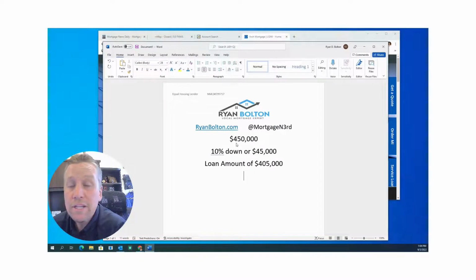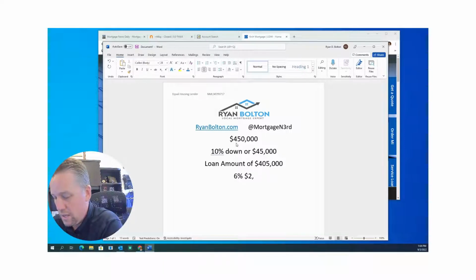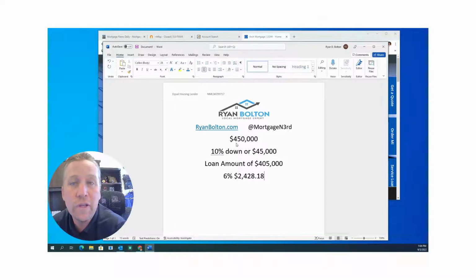Okay. Now I'm going to use a 6% interest rate. That doesn't mean that's what rates are today, of course. They can change daily, and it depends on credit, a lot of different factors that determine an interest rate. So this isn't the actual rate of the day, but I just want to at least show you how the numbers pencil out. So if we do a 30-year fixed rate mortgage at 6%, I wrote down the payment for this would be $2,428.18. So that is the principal and interest on the loan itself.